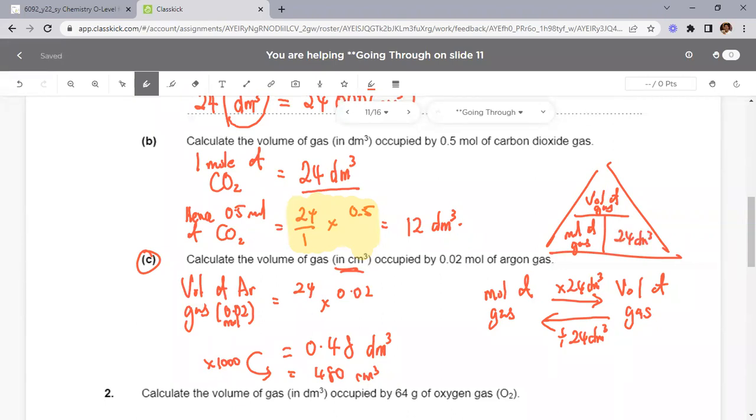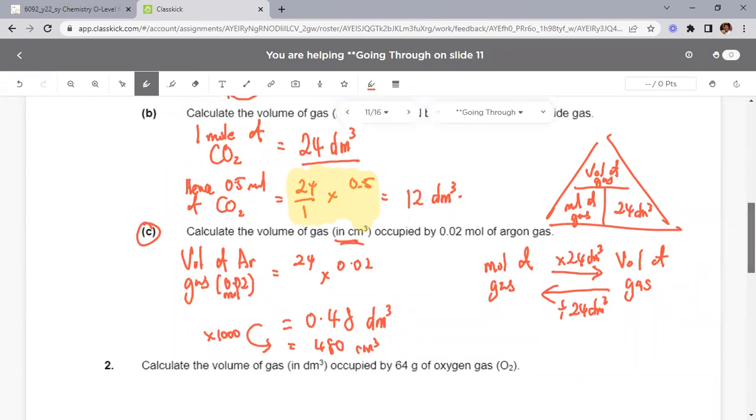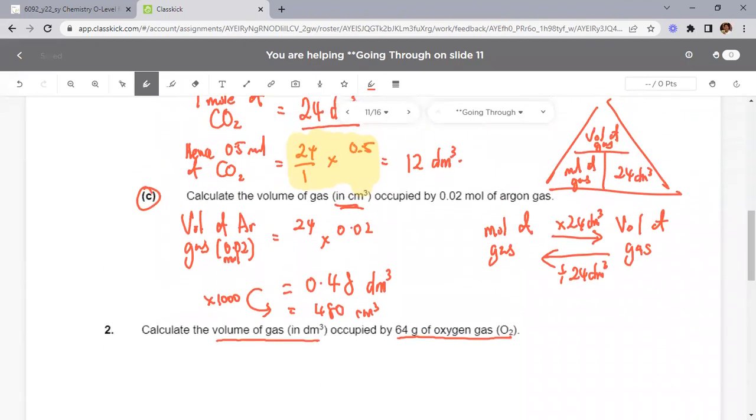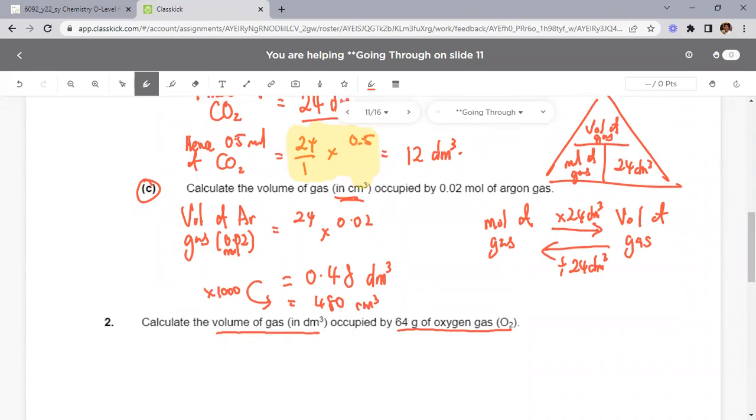Okay, so this is how you go about doing part B and part C. Now, let's go on to something slightly more difficult. I want to find the volume of gas occupied by 64 grams of oxygen. Wow, you only taught me mole. You haven't taught me how to convert from mass into volume. So this is the part where some of you are wondering how to go about doing this. I need to take note.